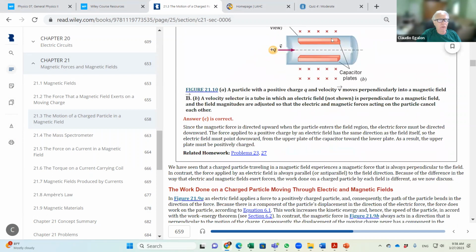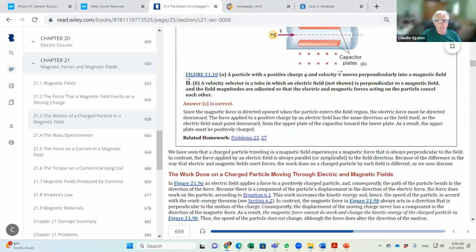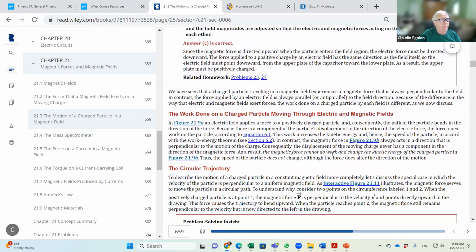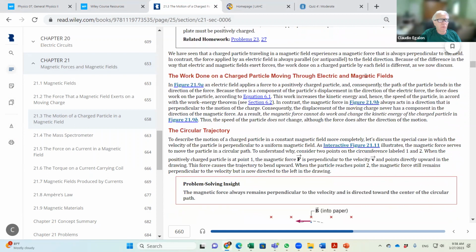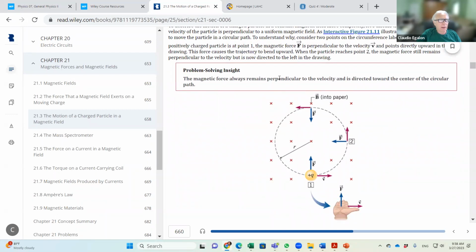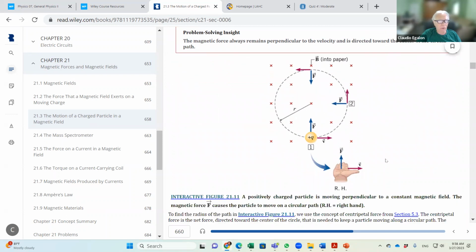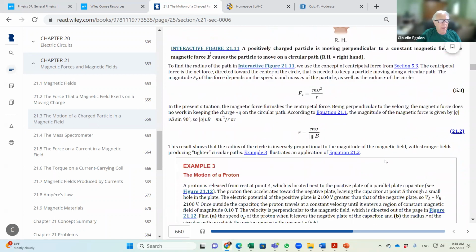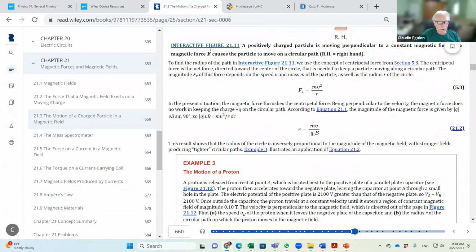Capacitor plates producing a uniform electric field. A charged particle moves through the electromagnetic field. The magnetic force always remains perpendicular to the velocity vector and is directed toward the center of the circular path. Because the magnetic force is perpendicular to the velocity vector, the work done by the magnetic force is going to be 0. Here's the ratio. Let's see if I got it right.